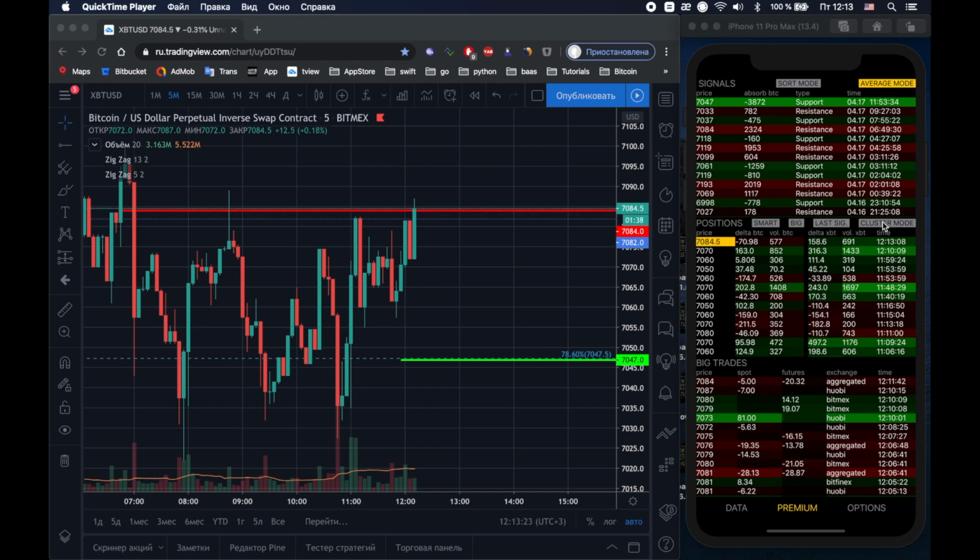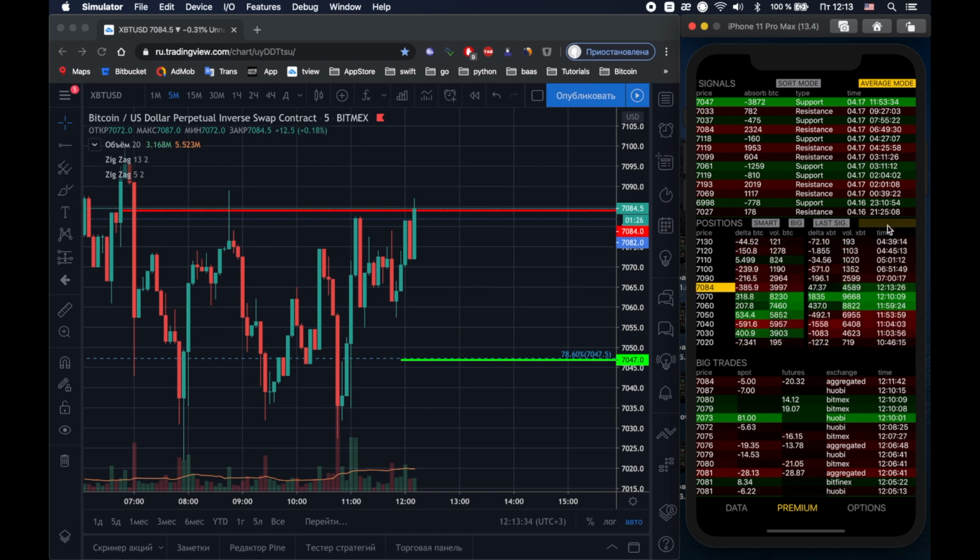All right, now let's talk about the cluster mode for a while. Okay, so if, for example, we have a flat over some period and we see some activity here and here, or here, all of that is represented in this value right there. So we can actually see how much Bitcoins were sold and at what level.